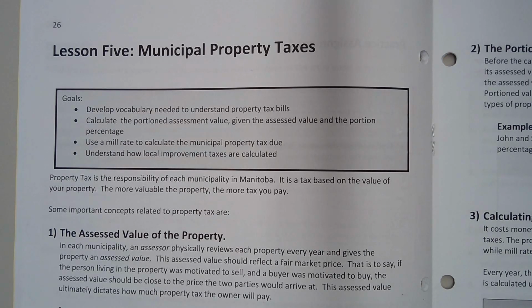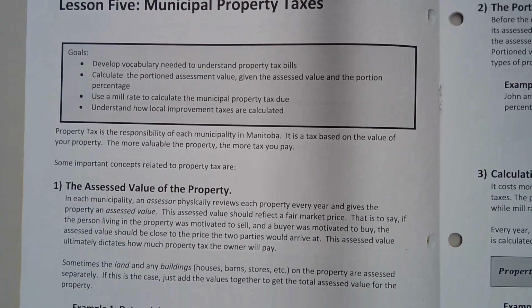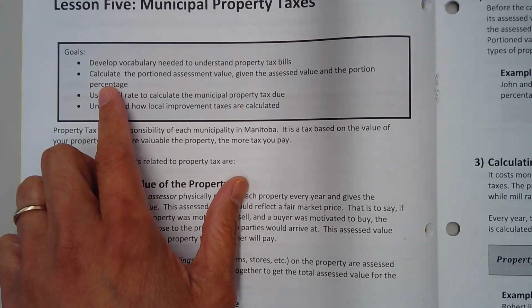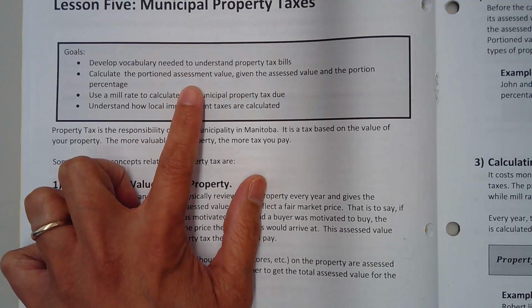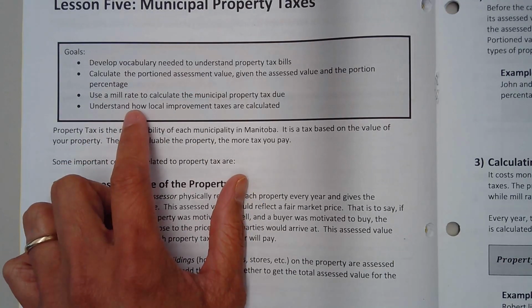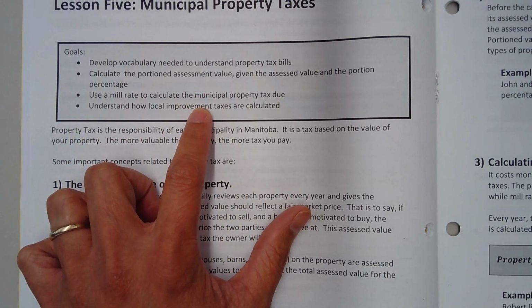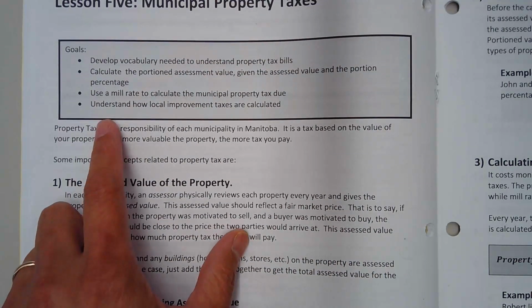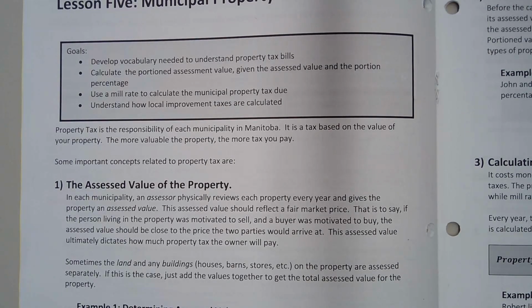So looking at this, let's take a look at the goals for today. There's some vocabulary that we have to discuss first. Vocabulary is the words, the meaning, and things like that. The second is to calculate the portion assessment value. I'll talk about that. There's a formula for that. Then, using the mill rate to calculate the municipal property tax due. How much do we have to pay? And then the last one is to understand how local improvements are added and calculated onto our tax bill.